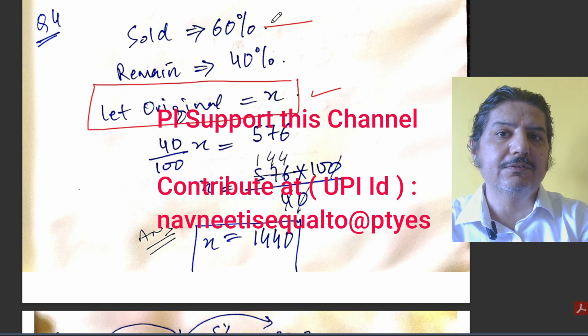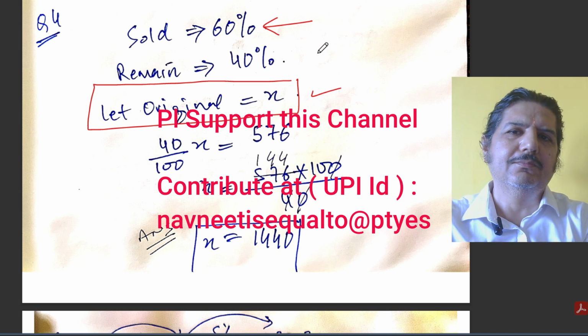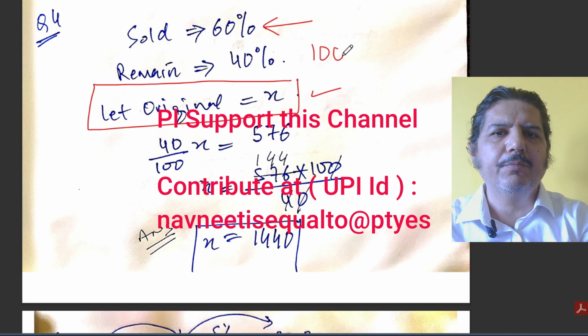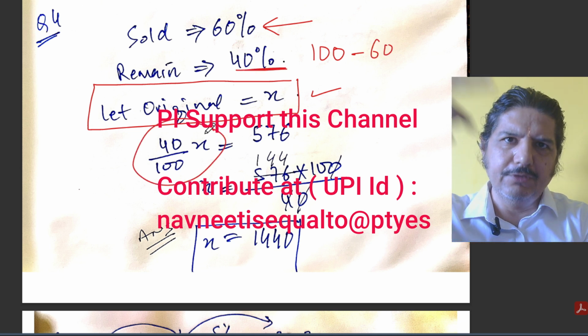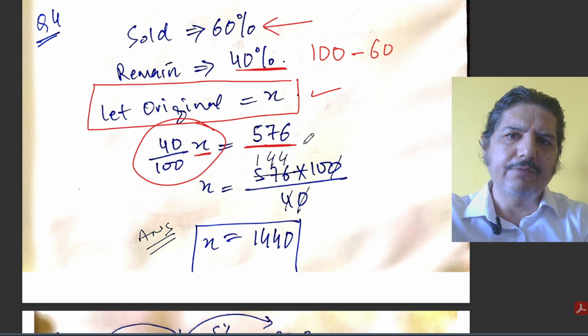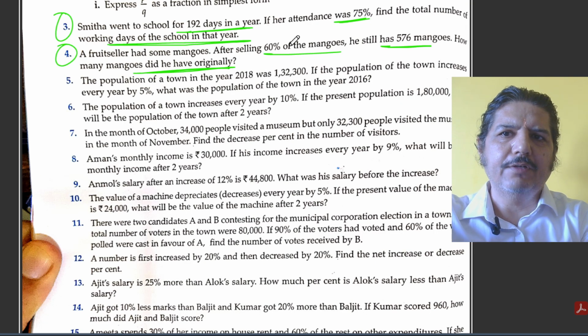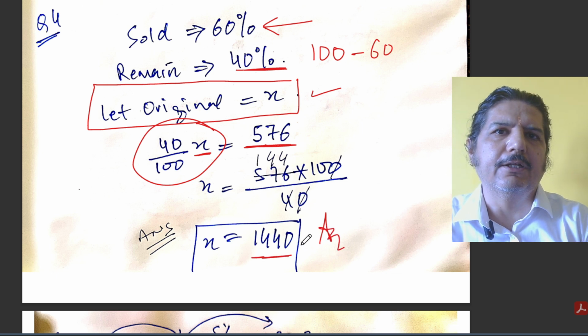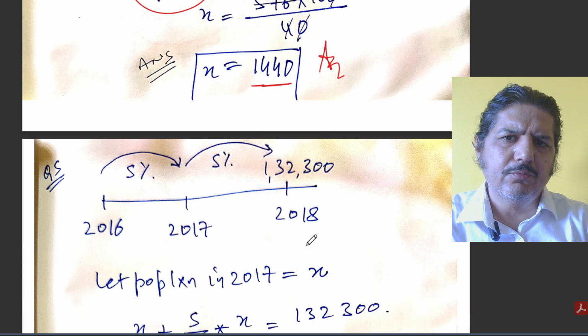Now he has sold 60%. If he has sold 60%, what would be remaining? The remaining would be 100 minus 60. So that is 40%. Now this 40% of X, 40% of the total is equal to 576. This is 576 because he still has 576 mangoes. So again we solve for X, take the reciprocal of 40 upon 100, and then the total is equal to 1440. So this is also one of the easy questions.